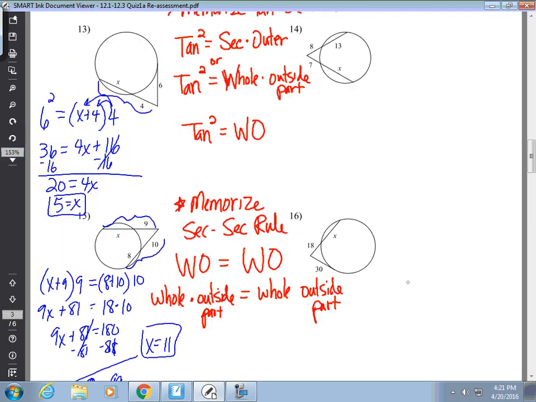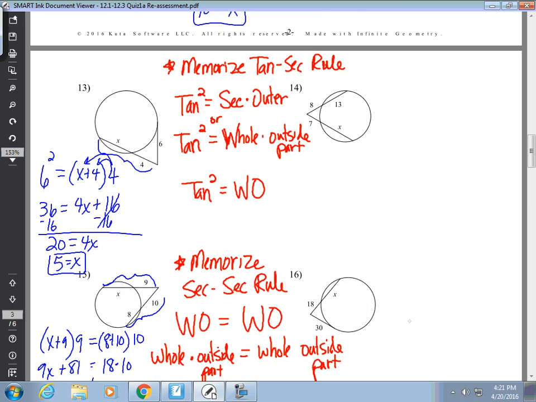So, on this, you have to finish on this first one. This is secant, not tan secant. So, take the whole secant, 8 plus 13, times the part on the outside, which is 8. It's going to equal to the whole other secant, times the part that's on the outside, which is 7. See if you set this up correctly. Yes, we can simplify that to 21 times 8 equals, and then distribute each one, 49 plus 7x.